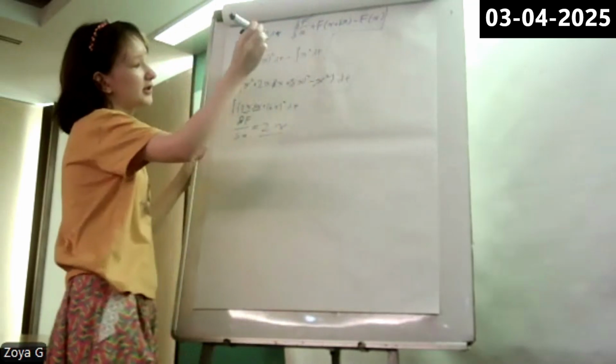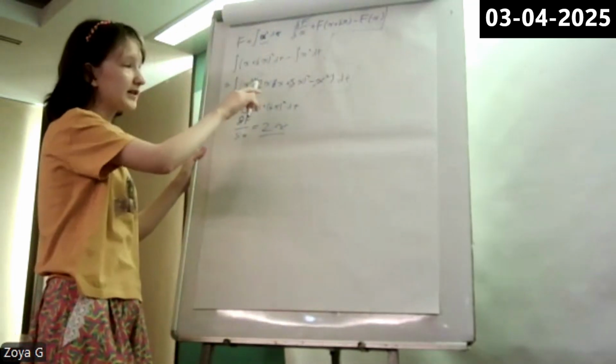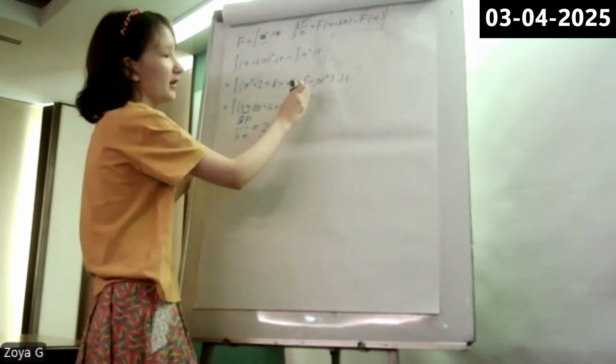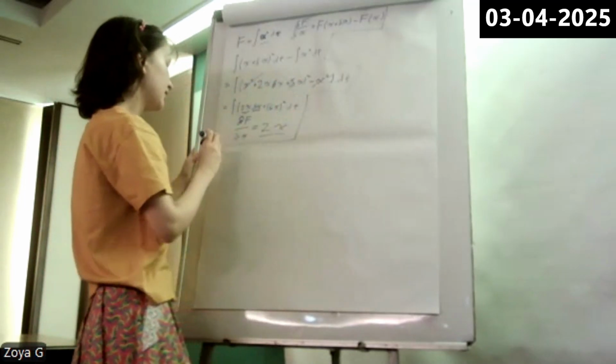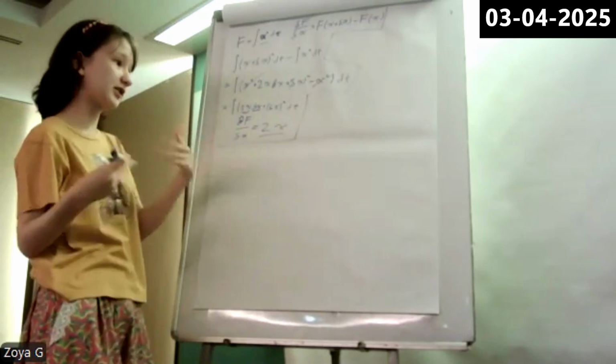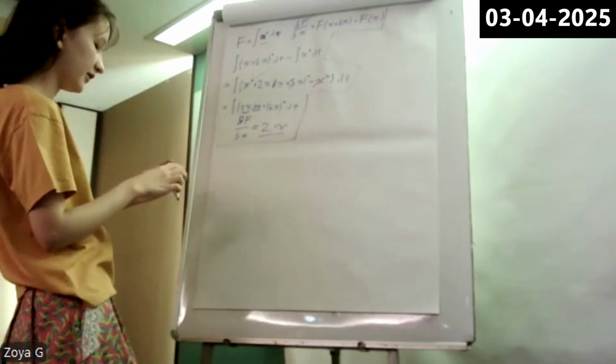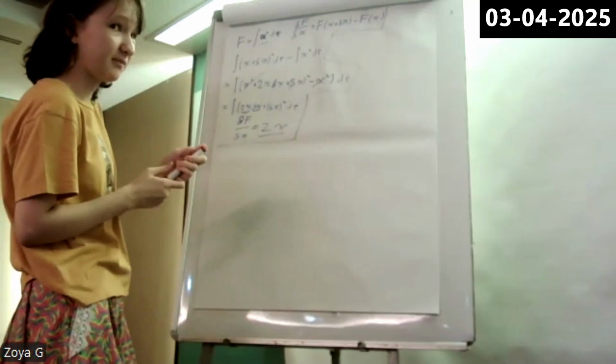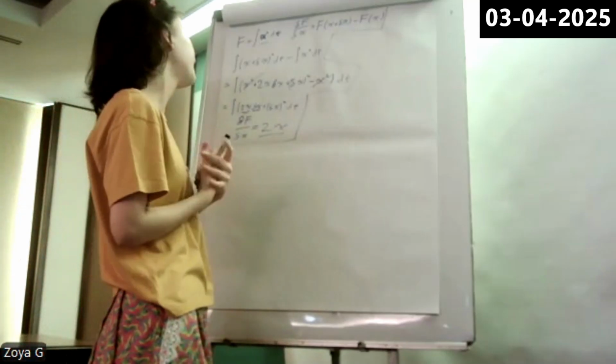Now, in reality, this is taken as var x goes to 0. But I've already assumed that it's small enough, and it really doesn't affect things a lot.